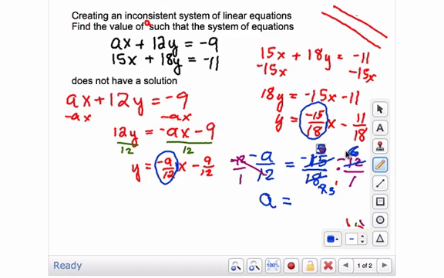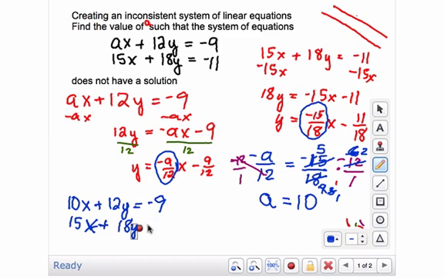And so you basically have a negative 5 times a negative 6. Oops, let's do 3 one more time, right? And that is going to give you a negative 5 times a negative 2, which is a positive 10. So you can rewrite this equation and replace the a with a 10. So 10x plus 12y equals negative 9, and 15x plus 18y equals negative 11.